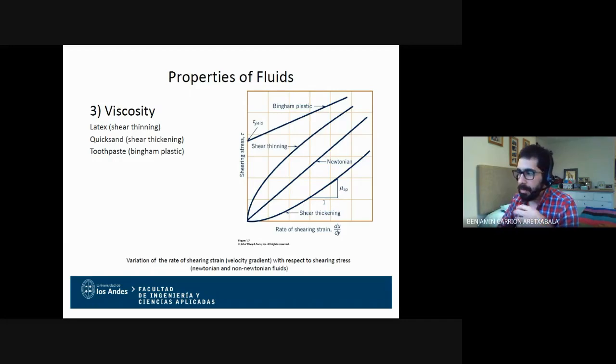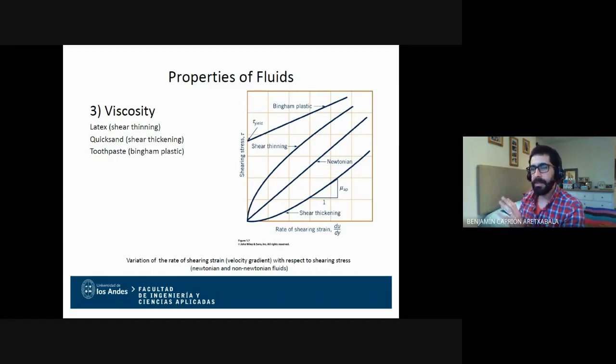There are other materials that show a behavior of shear thinning, meaning that the higher the deformation, the less opposition they offer. I'm not sure, but I think steel, if you load it very, very high, once it starts moving, opposes less and less resistance. I'm not exactly sure about that example, so don't quote me on that.